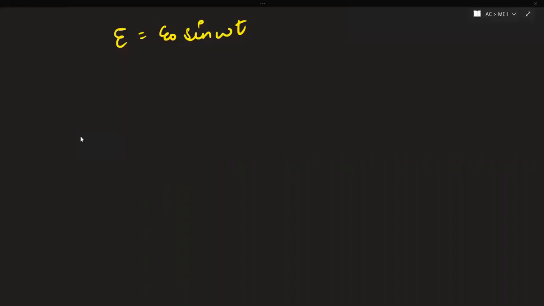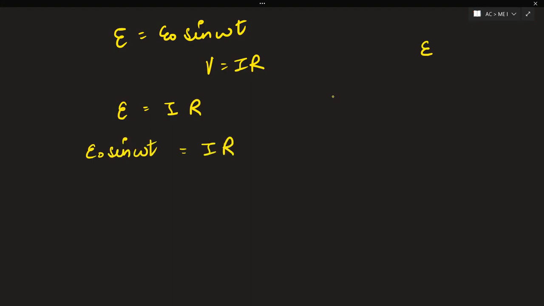see, E is equal to E naught sine omega t. Now we all know Ohm's law. What was Ohm's law? Ohm's law was simply V is equal to IR. So here instead of V, you have EMF. So EMF will become equal to current into resistance, right? And what's the value of this EMF? This is E naught sine omega t. This is equal to IR. Right, class?